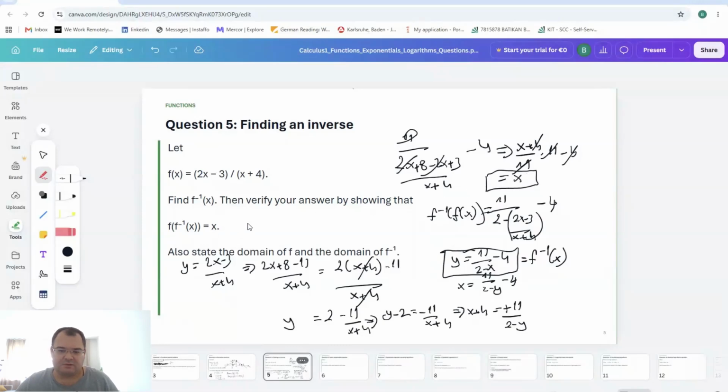It is asking us, for example, specifically to compose the function itself with the inverse, but the order does not matter. You can have f taking f minus 1 as a parameter, or f minus 1 taking fx as a parameter. It doesn't matter. So you will always end up with x itself. So we have found our f minus 1 function, which is 11 over 2 minus x, minus 4. Let's write it down here.